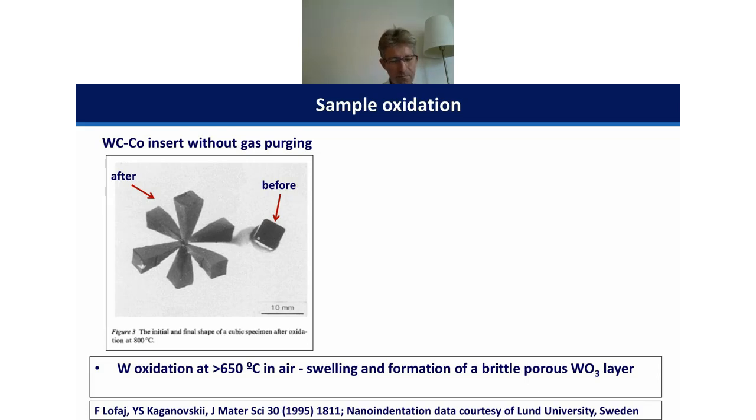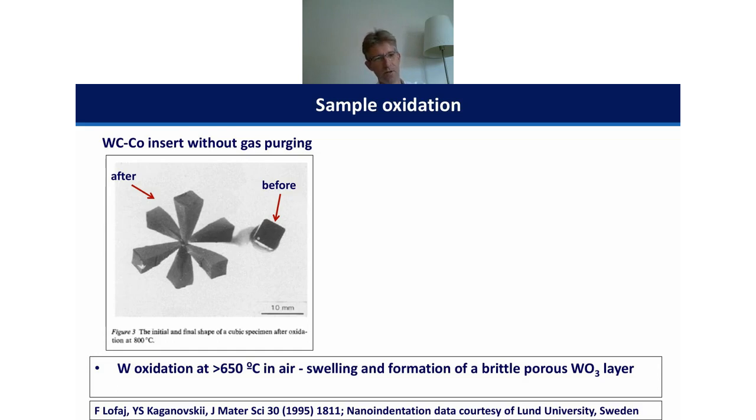In this case, this one hasn't done any metal cutting. It's just been subjected to an oxidation test in air at 800 degrees, possibly in oxygen at 800 degrees. And what we can see there is a dramatic swelling and really quite an unusual shape of material at the end of it. This is due to the formation of brittle and porous tungsten trioxide. So this is obviously something that we want to avoid.